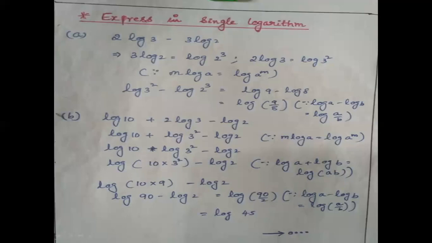Once again, this is in the second law of logarithm, that is log a minus log b is equal to logarithm of a by b, that is equal to log 90 by 2, which is equal to log 45.